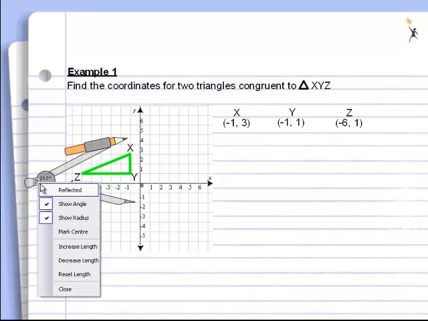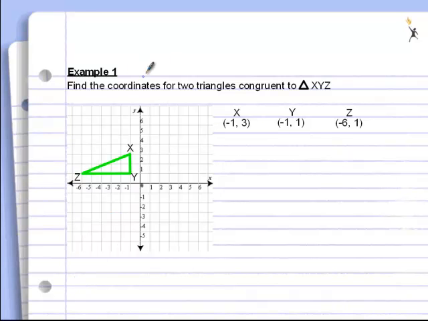Here, let me get rid of this guy because we don't need him anymore. We're told to find the coordinates of the 2 triangles congruent to triangle XYZ. So, what we need to do first is find the length of the 3 sides. If X, let me get a different pen color. If X is at -1, 3, and Y is at -1, 1, and Z is at -6, 1, we need to find the length of those 3 sides. Now it's very, very simple.